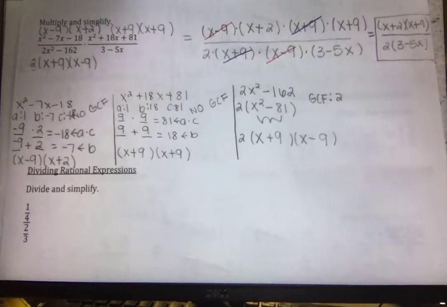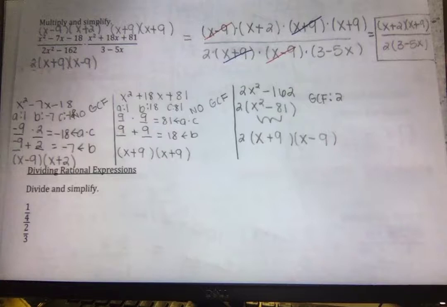So we did simplifying, we did multiplying. Our last thing we're going to do for this section is dividing. Before we go there, what questions, comments, or concerns do you have for me? It looks like it's still going. Okay, we'll try it.